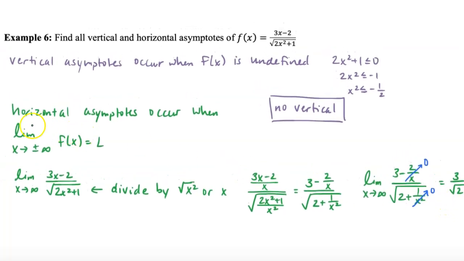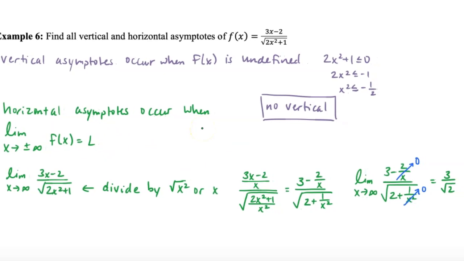And I remember that horizontal asymptotes have equations of the form y equals whatever this limit is. So y equals 3 over root 2. This is one of our horizontal asymptotes.